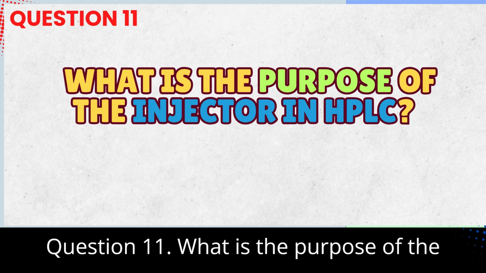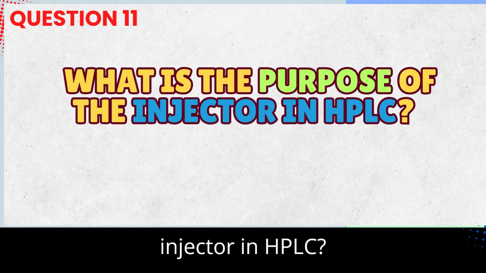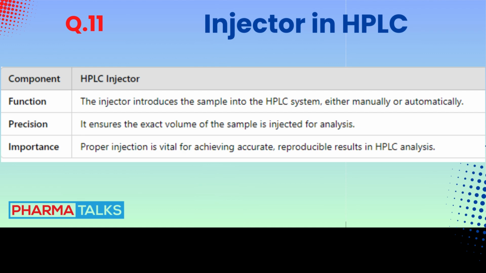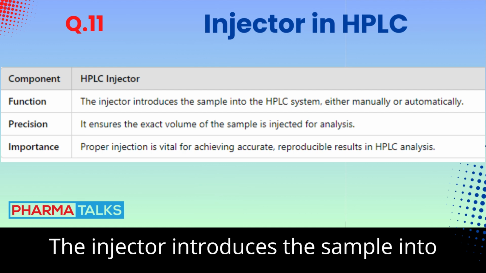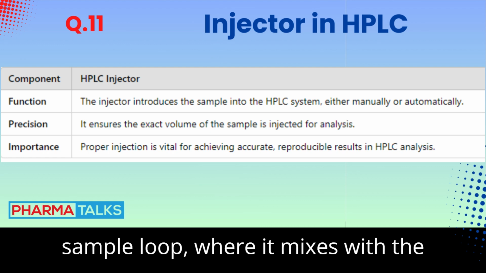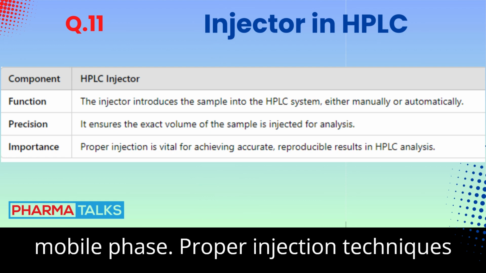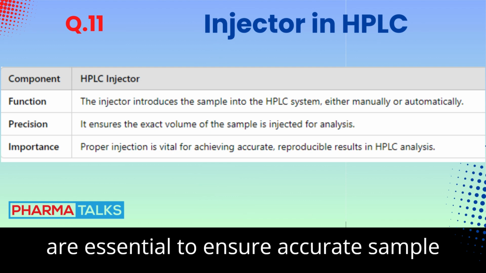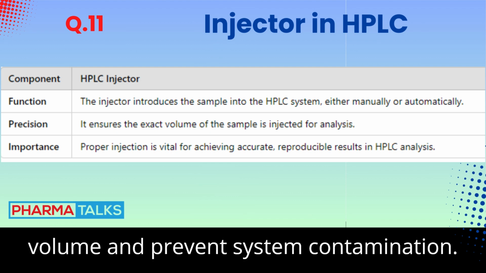Question 11. What is the purpose of the injector in HPLC? Answer. The injector introduces the sample into the HPLC system, typically through a sample loop, where it mixes with the mobile phase. Proper injection techniques are essential to ensure accurate sample volume and prevent system contamination.